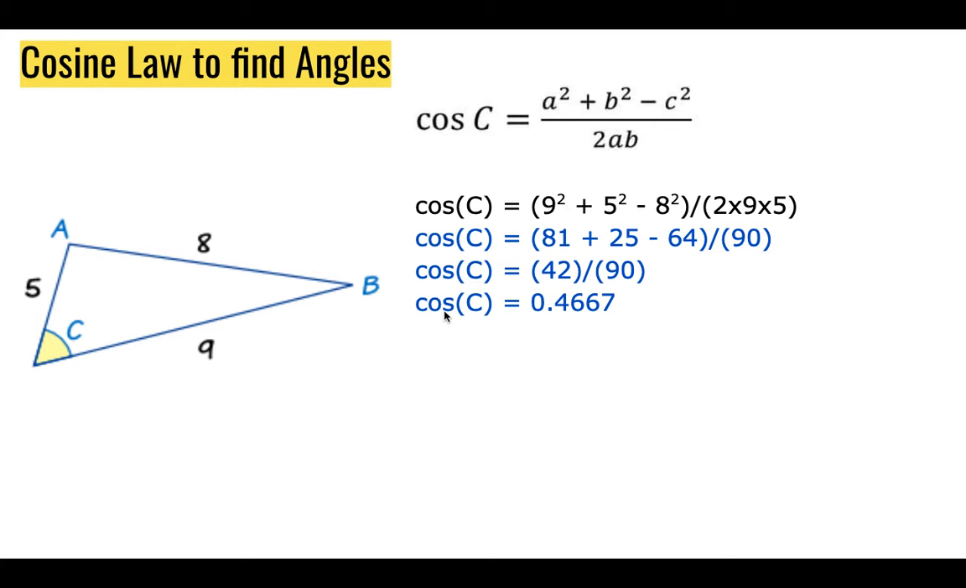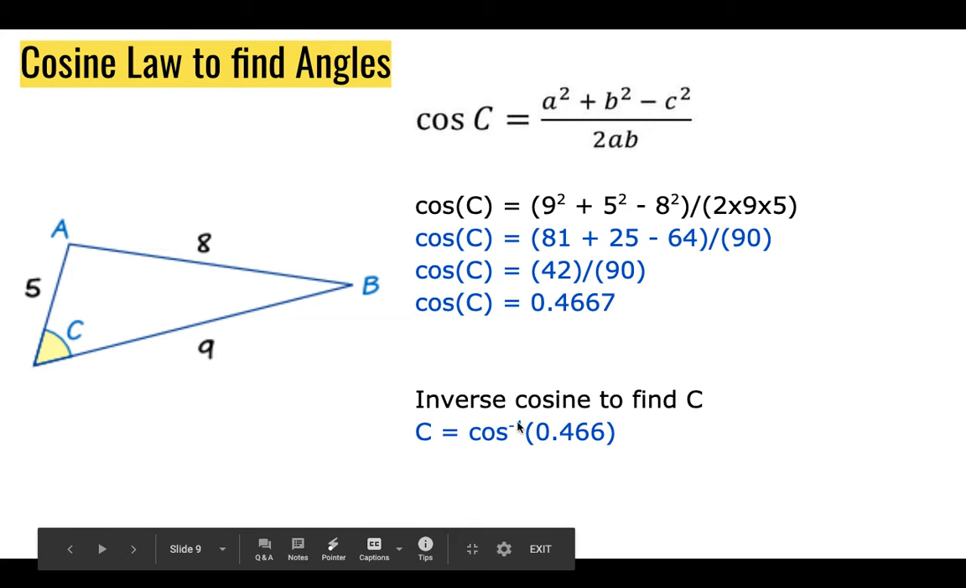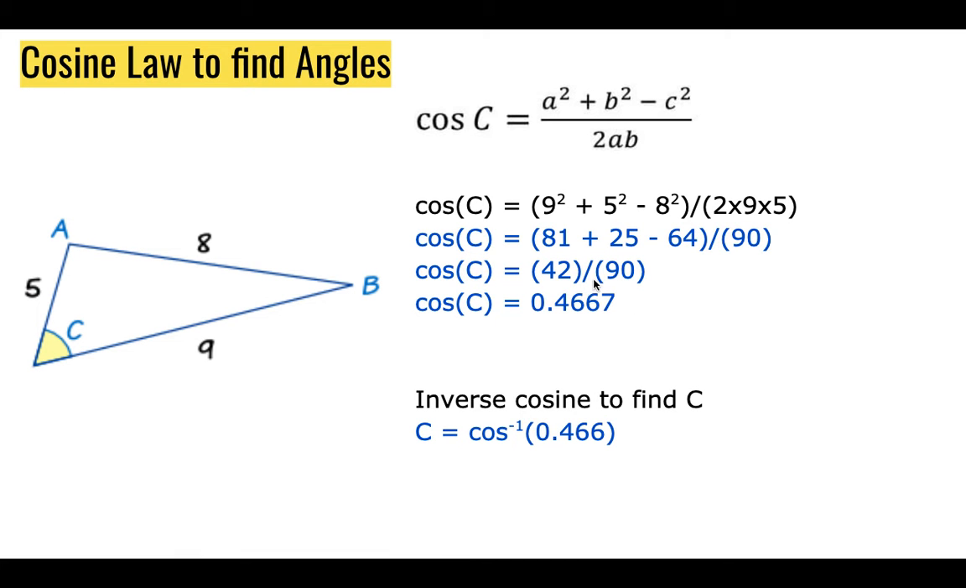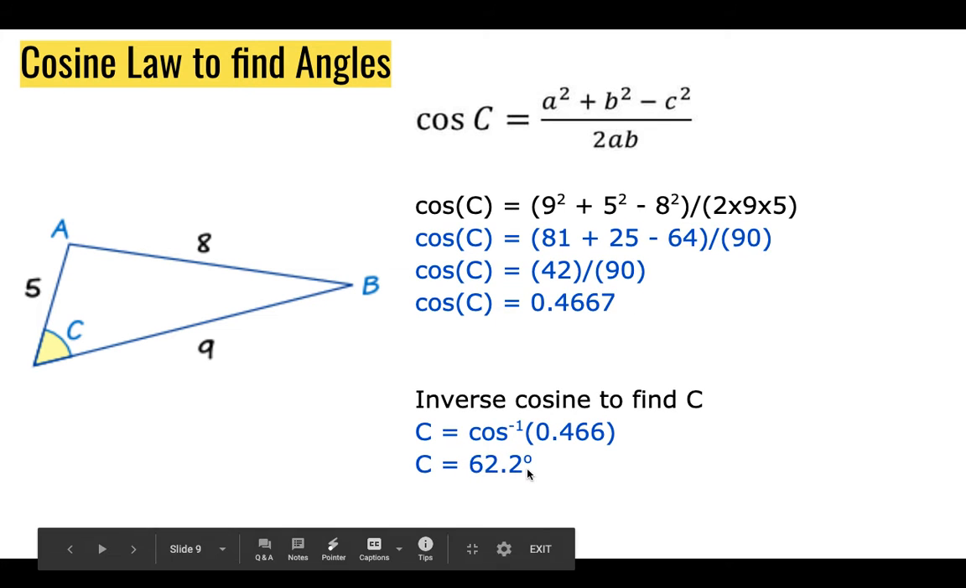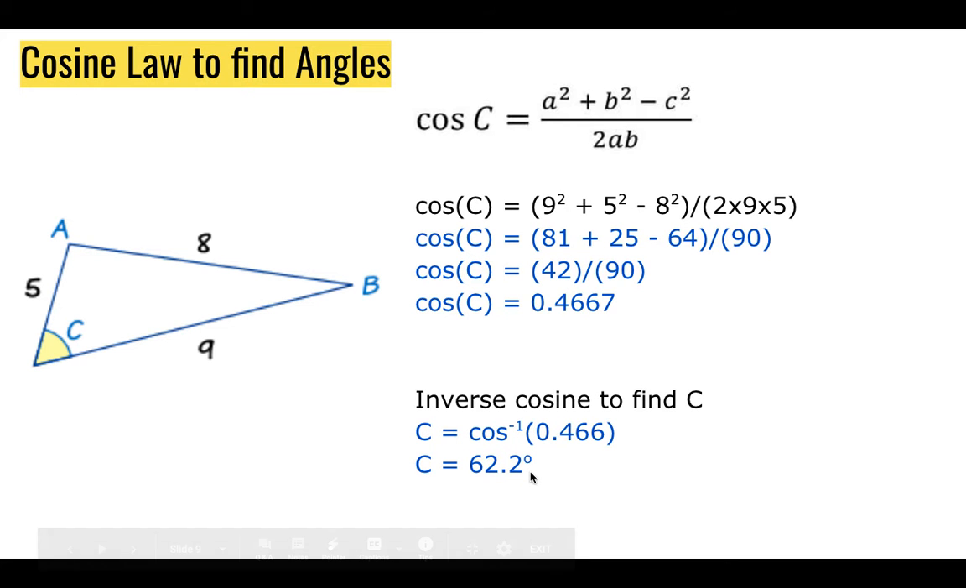Now the last step, don't forget, we need to use our inverse cosine to find C now, to find our angle. So big angle C is going to be the inverse cosine of whatever our number was here. And if you put that into your calculator, you should get it to be 62.2 degrees. So that's how you can use the cosine law to find an angle if you have all 3 sides.